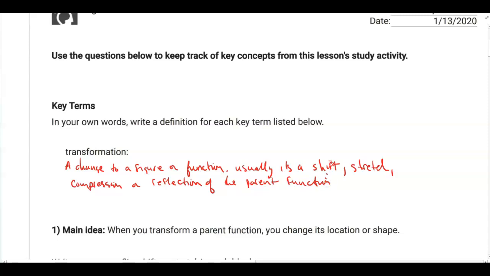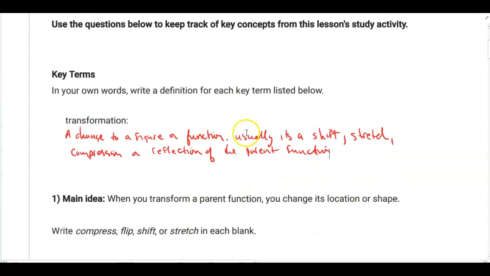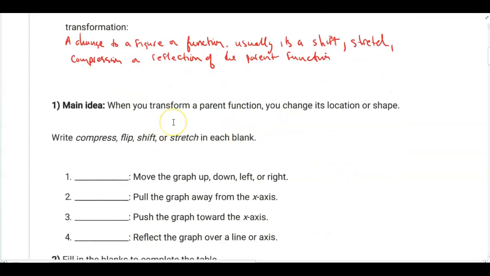And this idea of the parent function is something we're going to address a little more thoroughly as we go along. So the main idea of these transformations: we're going to take these words, compress, flip, shift, or stretch, and put them in here, because these tend to be the ones that students mess up on the most. Okay? So first off, when you move the graph up, down, left, or right, what are we doing? That is a shift.